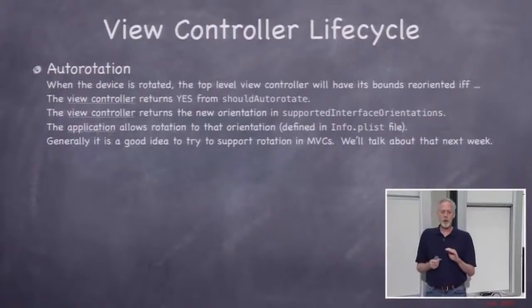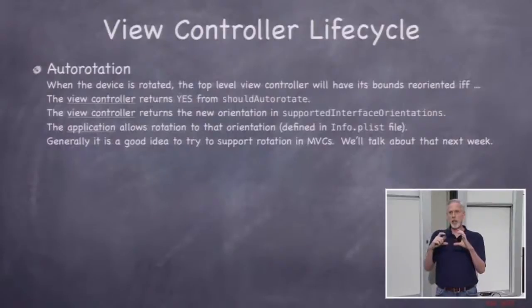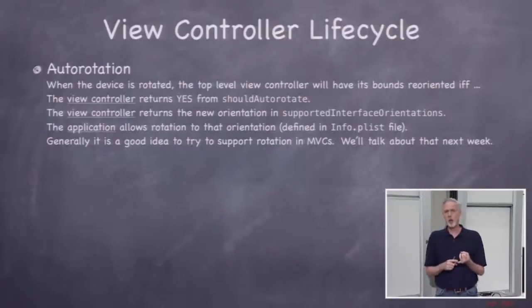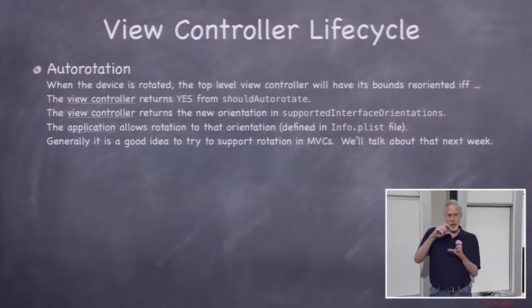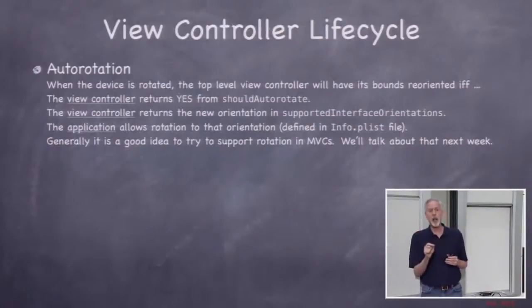So I want to talk a little more about auto-rotation. This is the thing where you turn the phone and your geometry automatically gets changed. That automatic change to the new geometry only happens if these conditions are true. Your view controller has to return yes from shouldAutorotate, which is the default. Your view controller has to return that new orientation from supportedInterfaceOrientations. That is a method that returns an enum with landscape and portrait upside down in there. So you have to say that you support the various rotations. I believe by default it supports all rotations. And your application as a whole has to say that it supports that new orientation.